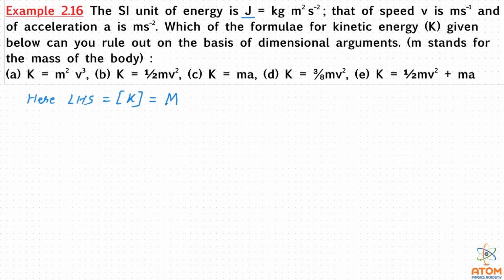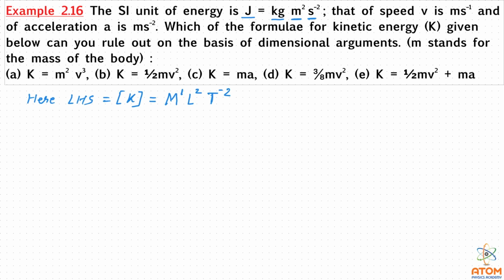How? Let us see. See, kilogram is the unit of mass. That means here I can write M raised to 1. Then meter is the unit of length, and here it is meter square, so I can write L raised to 2. Then second is the unit of time, and here it is second raised to minus 2. That means in the dimensional formula I can write T raised to minus 2. So M¹L²T⁻² is the dimensional formula of kinetic energy.